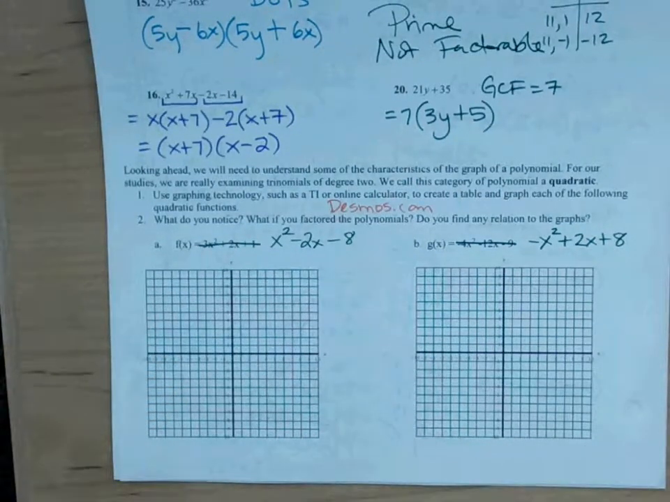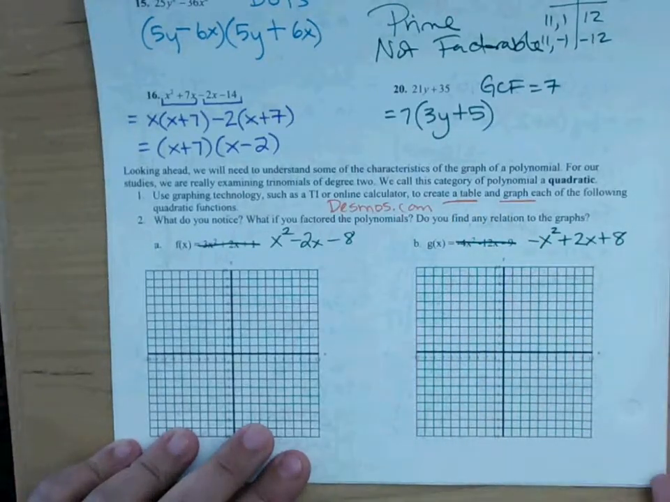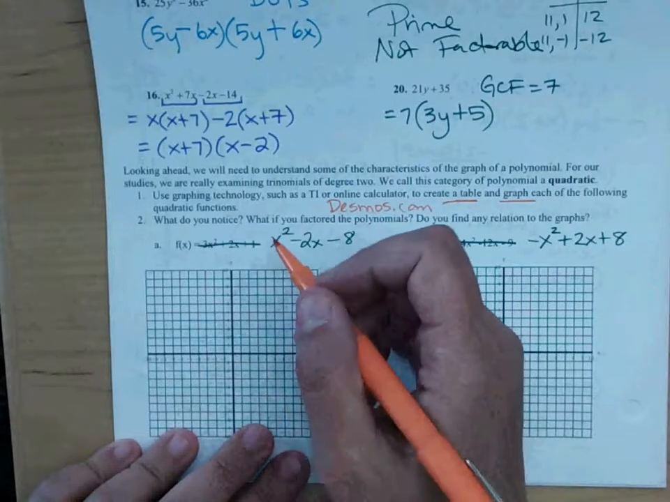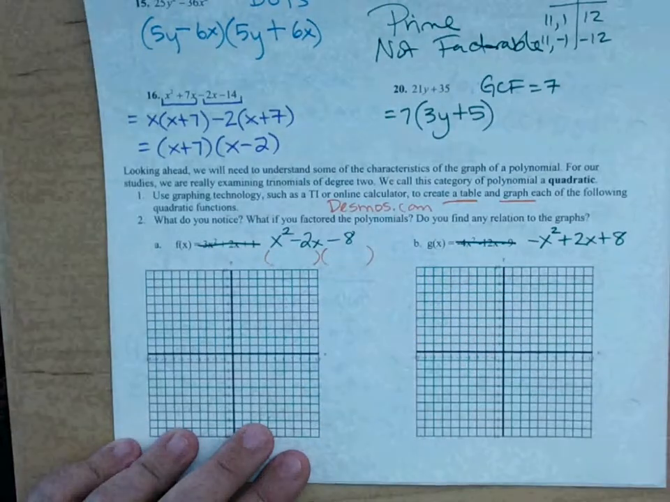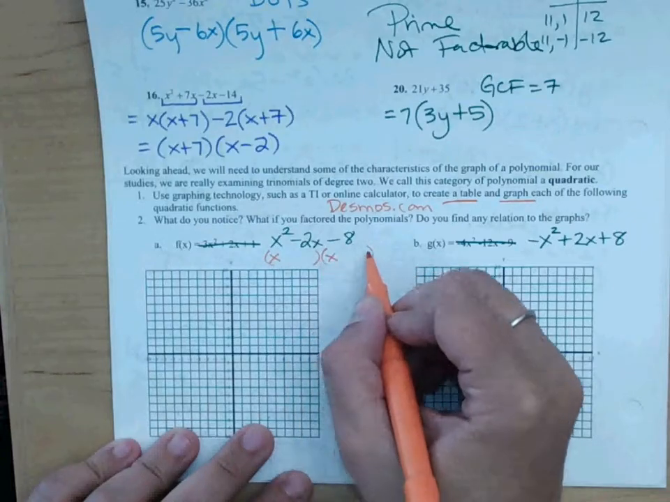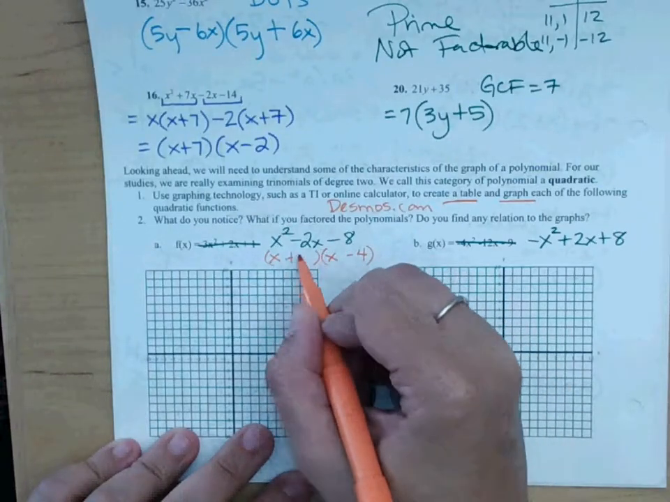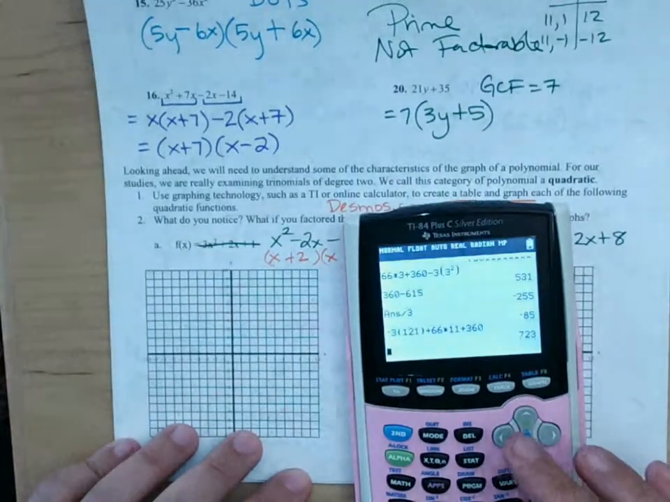Now, we're going to use a calculator to create a table and to graph each of the following functions. And then we'll want to look and see, what do we notice? What if we factored the polynomial? So here's an interesting idea. If you were to factor this, does anybody know what the two factors are? Yes, x minus 4, x plus 2, okay? And so that's going to come up in terms of the graph.